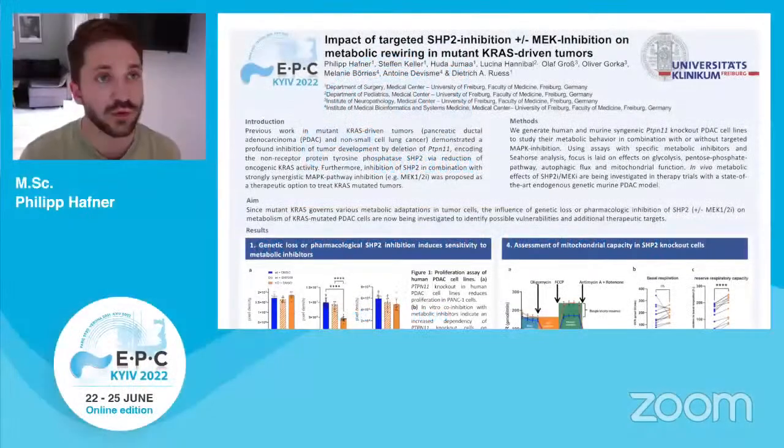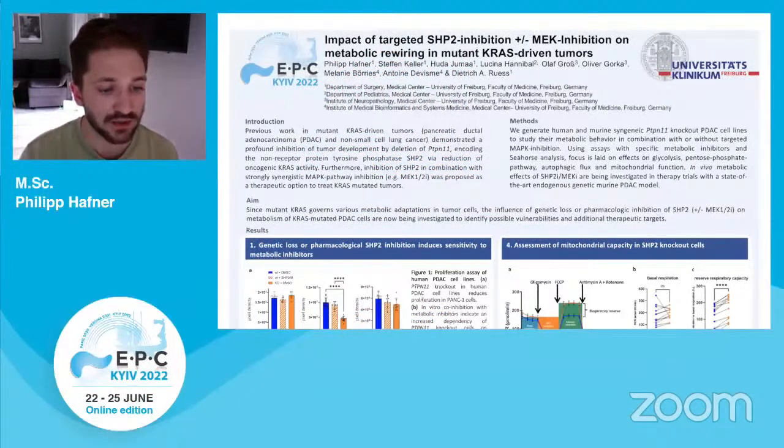Hello and welcome to this poster presentation with the topic impact of targeted SHP2 inhibition plus minus MEK inhibition on metabolic rewiring in mutant KRAS-driven tumors. So recent work established a profound inhibition of tumor development by deletion of PTPN11, encoding the non-receptor phosphatase SHP2, via reduction of oncogenic KRAS activity.